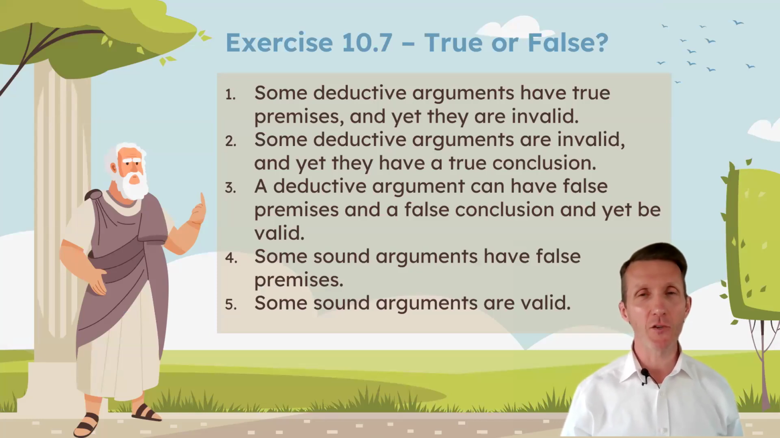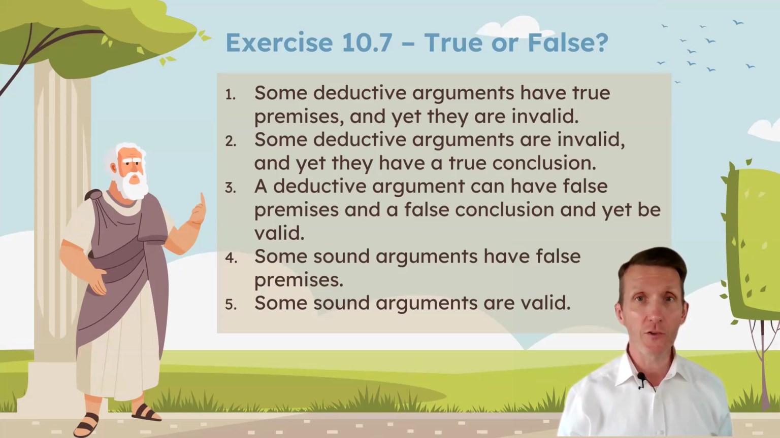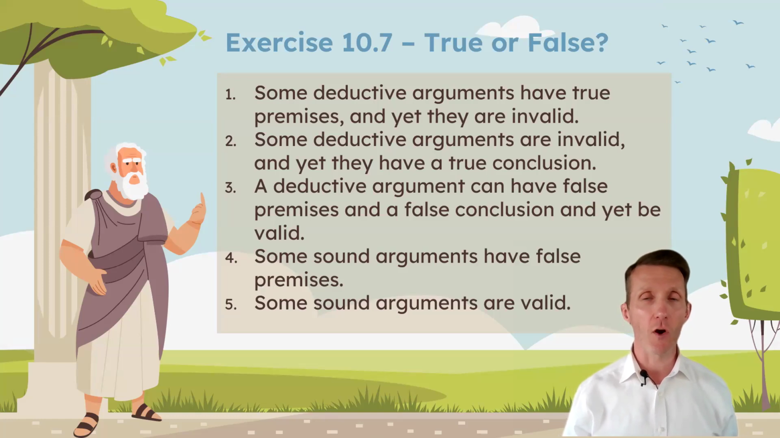All right, here's a knowledge check. This is exercise 10.7, and the question here is, are these statements true or false? Statement number one, some deductive arguments have true premises and yet are still invalid. That's true. Remember, validity is testing the internal logic, and that's separate from the truth value of the claims themselves. So a deductive argument could have true premises, could be completely true and still be invalid, still not be the case that the premises force the conclusion to be true.